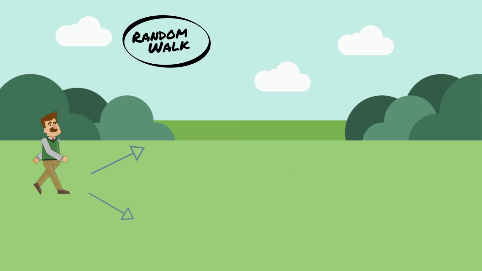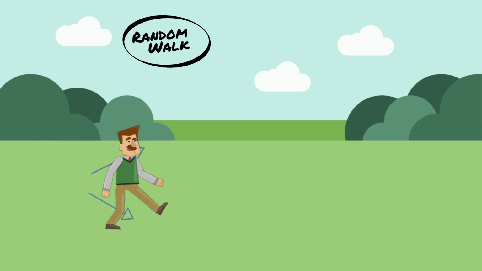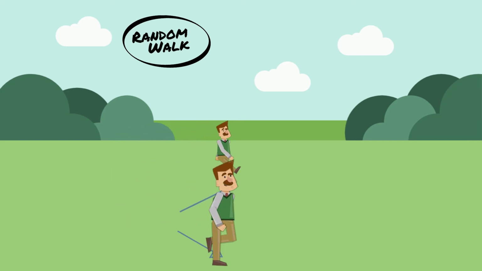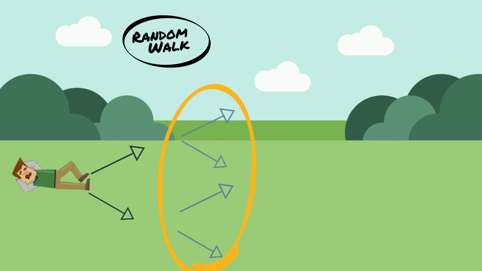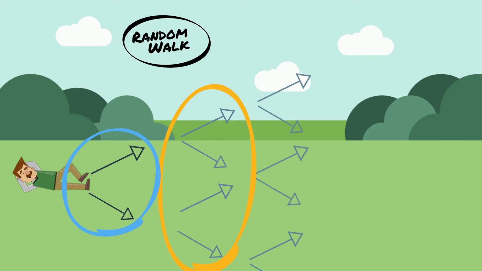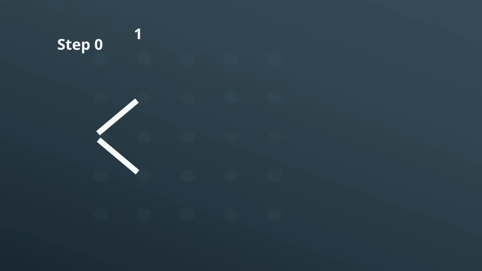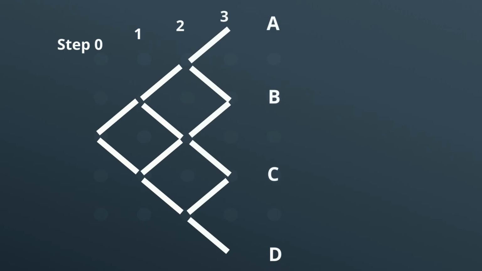On the first step, he could stumble left, or he could stumble right. After the first step, he could again stumble left, or right, from his new position. How he takes the second step is not affected by how he took the first step. These are known as independent events. Each step represents how the underlying stock could move in 1 day. Let's look at the first 3 steps.